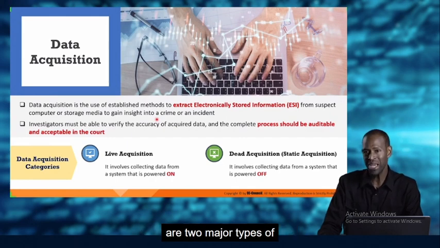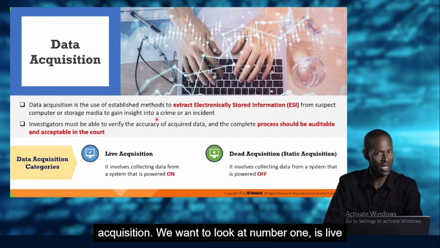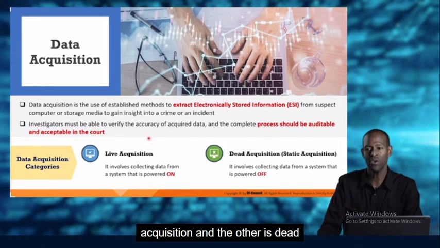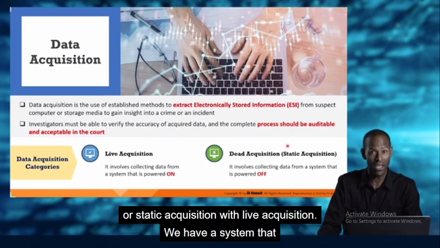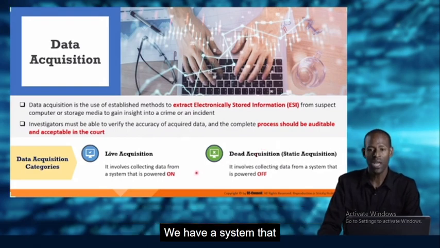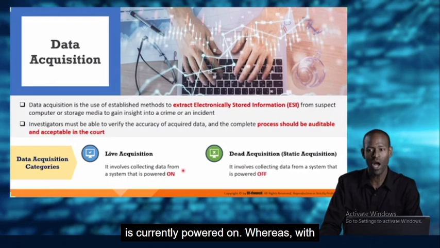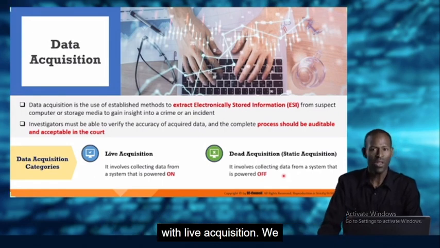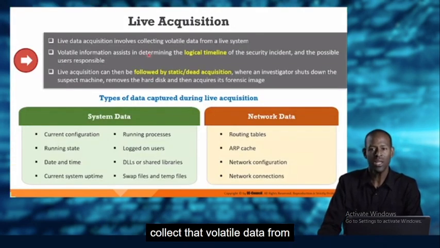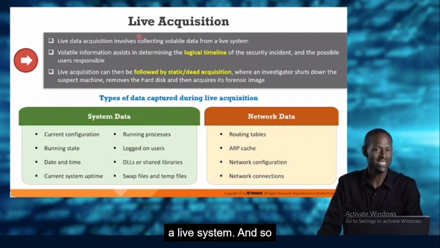There are two major types of acquisition we want to look at. Number 1 is live acquisition, and the other is dead or static acquisition. With live acquisition, we have a system that is currently powered on, whereas with static acquisition, the system is turned off. With live acquisition, we collect that volatile data from a live system.